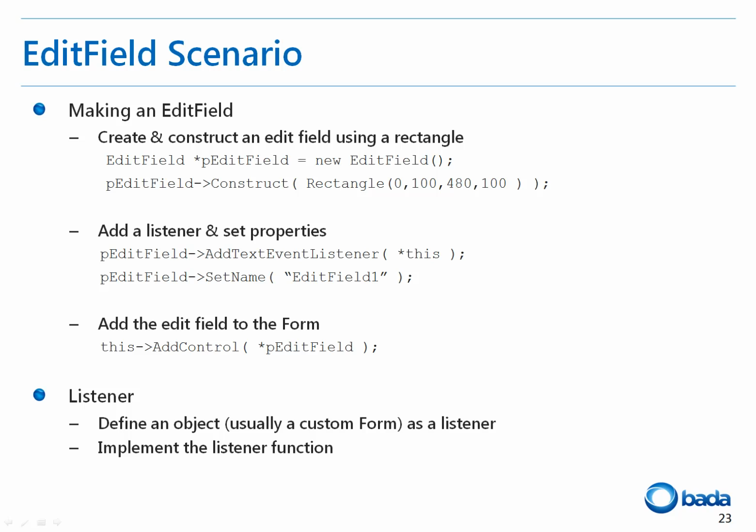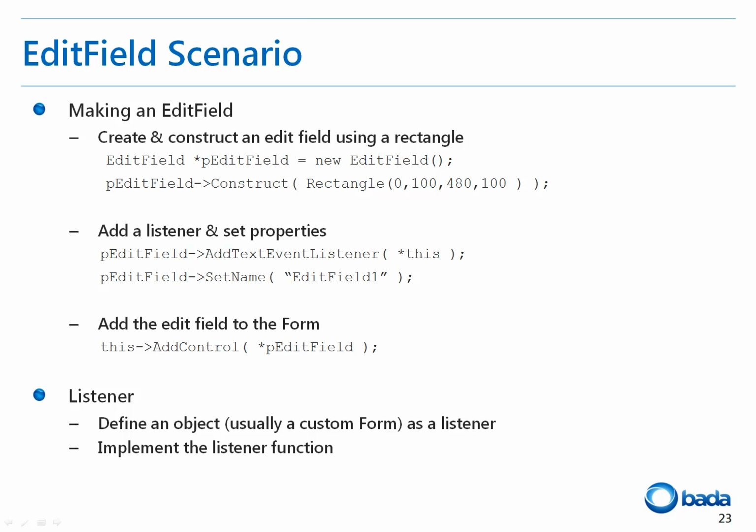The process of creating and adding the edit field is similar to what we saw in the case of a label earlier. Here as well, the object is created on the heap, constructed at the proper size, listeners are added, and finally added to the container. Every control can have a name associated with it, and in the example shown, this is achieved using the setName function. The listener is usually an object that implements the callback associated with a particular control.